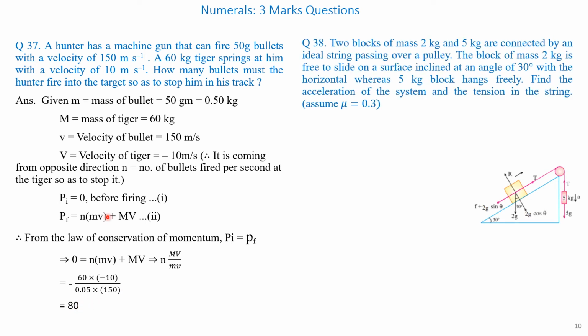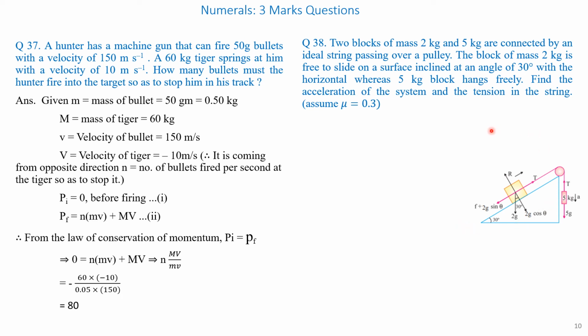Next question. Two blocks of mass 2 kg and 5 kg are connected by an ideal string passing over a pulley. The block of mass 2 kg is free to slide on the surface inclined at an angle of 30 degrees with the horizontal, whereas the 5 kg block hangs freely. Find the acceleration of the system and tension in the string. The given problem is shown in the diagram here.